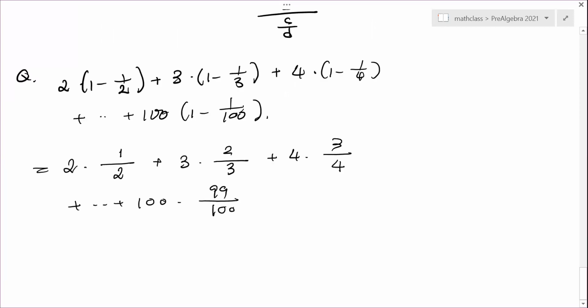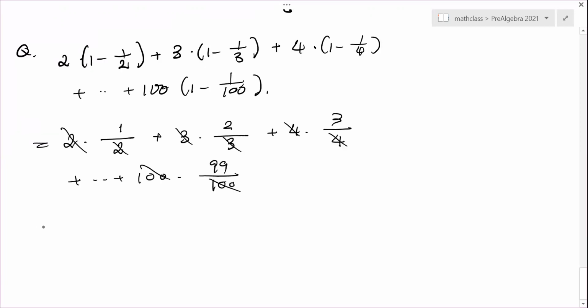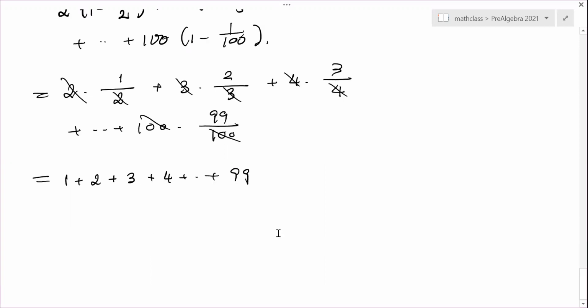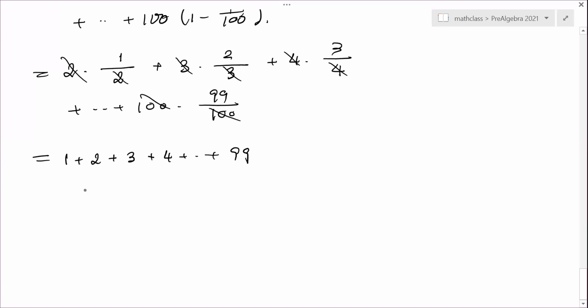So how many terms do we have here? I think we have 99 terms. Now, as you can see, all of them can be canceled out. So what you have here is actually 1 plus 2 plus 3 plus 4 all the way to 99. Are we able to add this together? I think the answer is yes. So how do you do that?